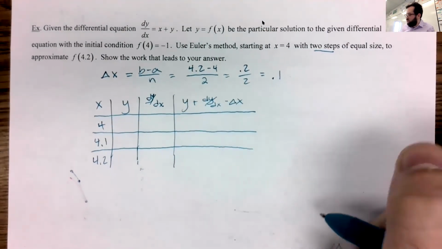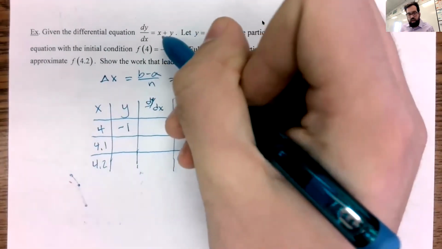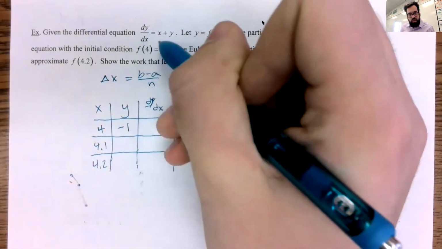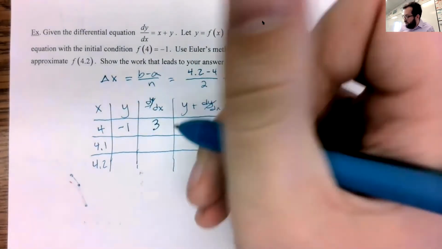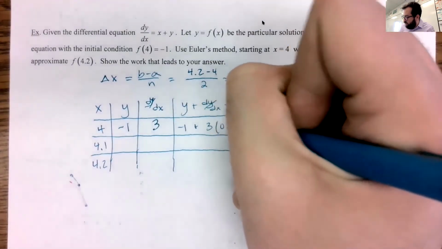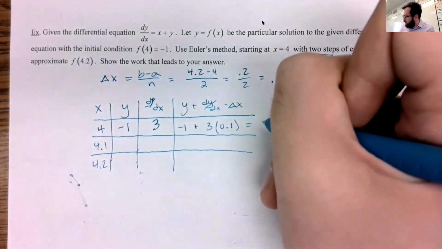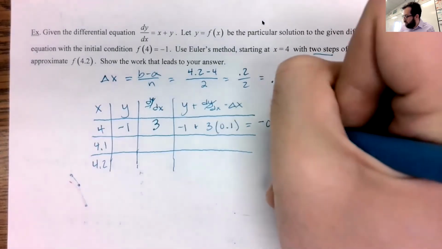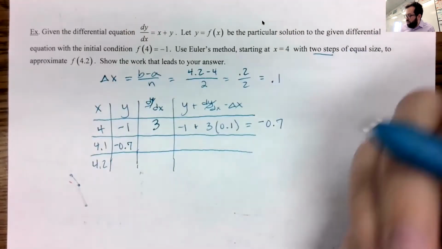All right, let's fill in our chart. So we started with 4, -1. We plug in 4 and -1 for x and y in the dy/dx. We're going to end up with a dy/dx of 3. And then we're going to have to do -1 plus 3 times 0.1, which will give us -1 plus 0.3, which is -0.7. So that becomes our new y value.